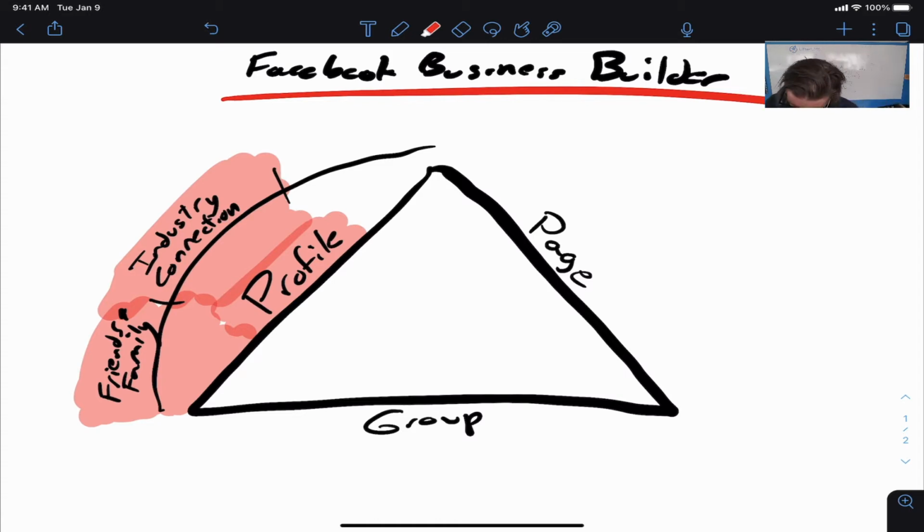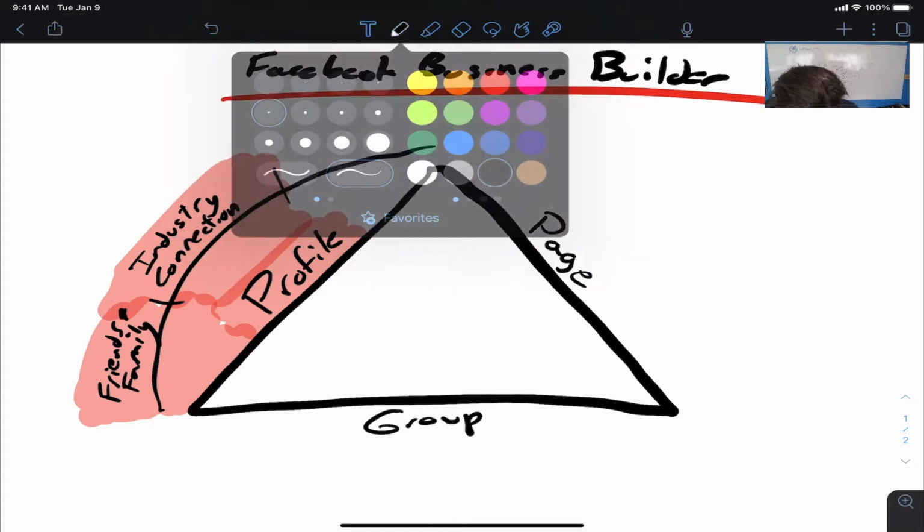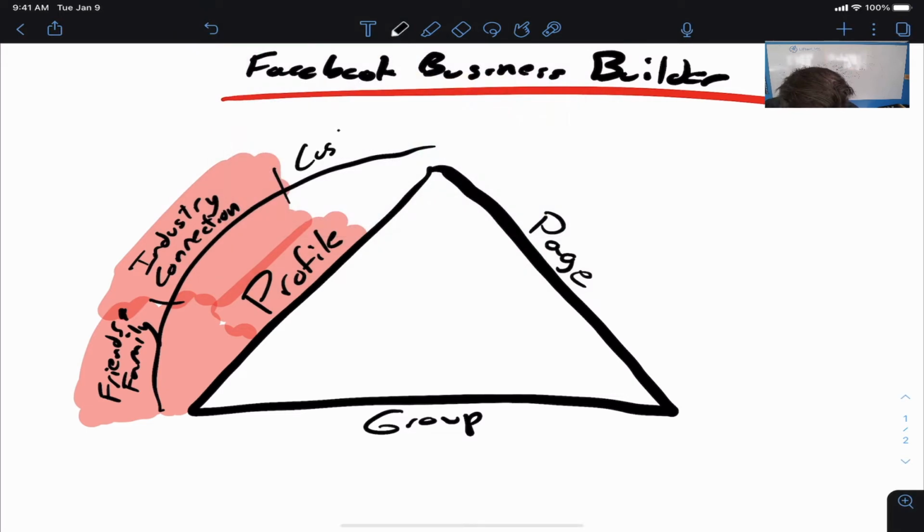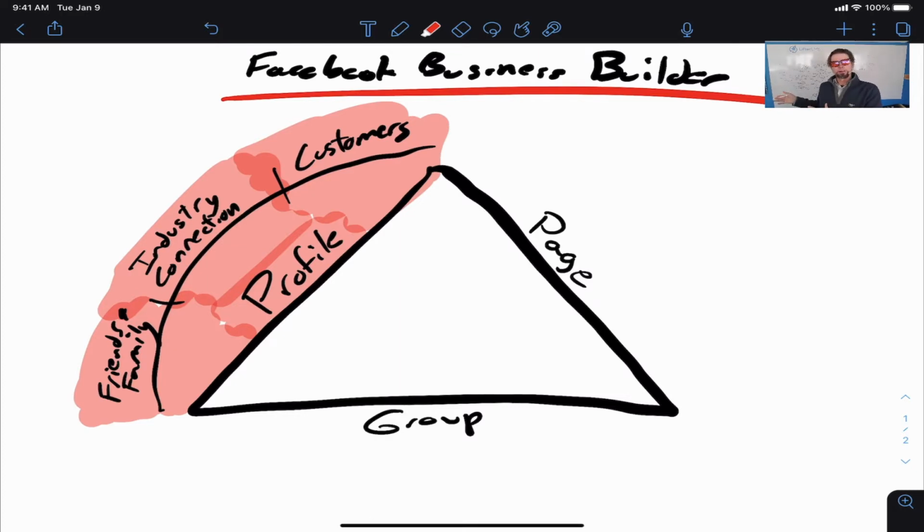And then the third group is the customers. I think of a customer a little differently than a lot of people. Most people think of customers as people who buy your product. I think of customers as those people that buy my product, but also future customers. So anybody on that whole buyer's journey.